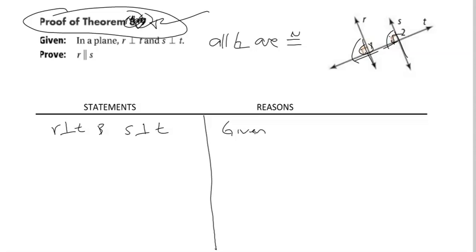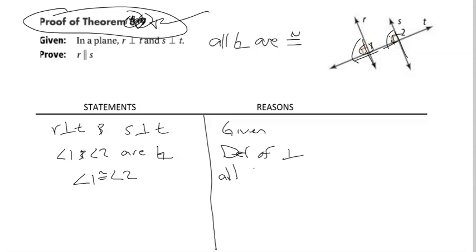That means that angle 1 and angle 2 must be right. How do I know that? Definition of perpendicular. If lines are perpendicular, then you end up with right angles. Then, therefore, what do we know? Angle 1 must be congruent to angle 2 because all right angles are congruent.